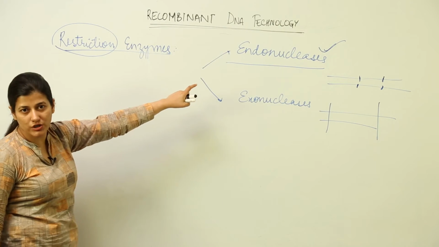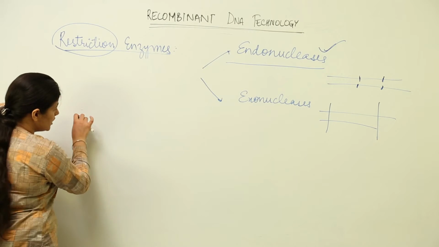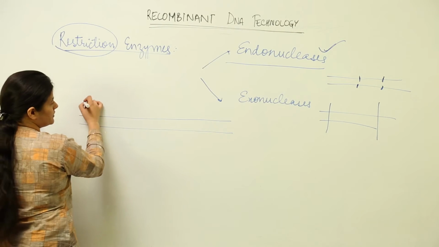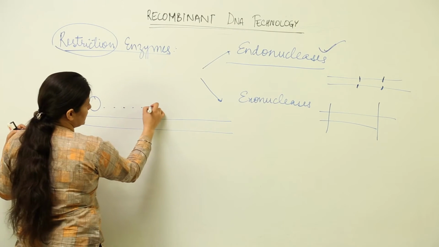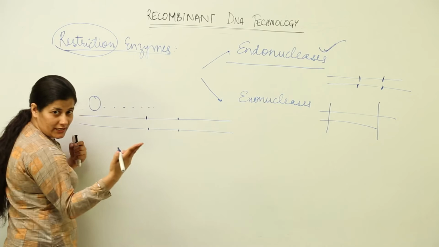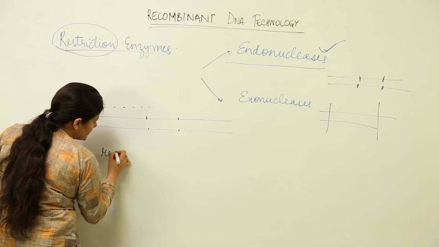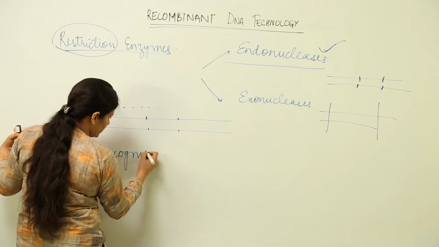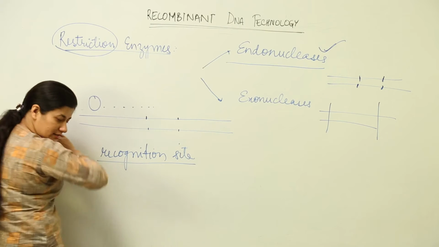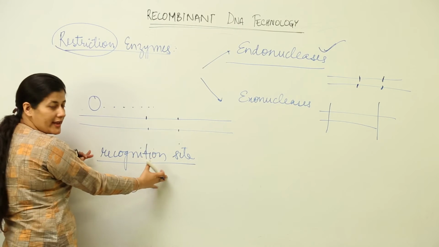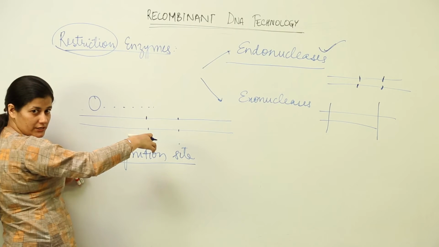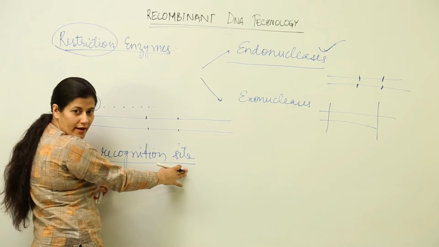Now what does this restriction endonuclease do? It is moving on the DNA. It is inspecting it. Supposedly this is the enzyme, and it is inspecting the DNA. It finds a site where it has to cut the DNA. That specific site is known as the recognition site of the enzyme. So it first of all inspects the entire length of DNA and finds the recognition site where it can cut the DNA. The enzyme can act on that particular DNA sequence, and that is known as the recognition site.